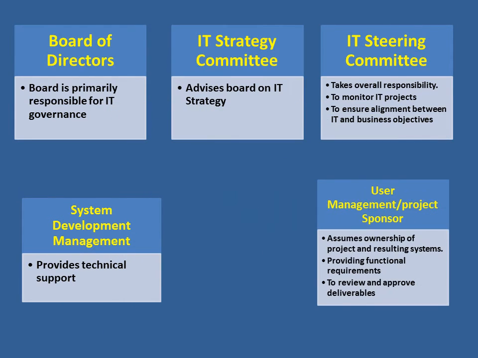Other important function is User Management, Project Sponsor. They actually assume the ownership of the project and resulting systems. They provide functional requirement and specification, and then they also take up UAT, and then they finally review and approve the deliverables. CISA aspirants are requested to note down these 5 functions. They are very important from CISA exam point of view.